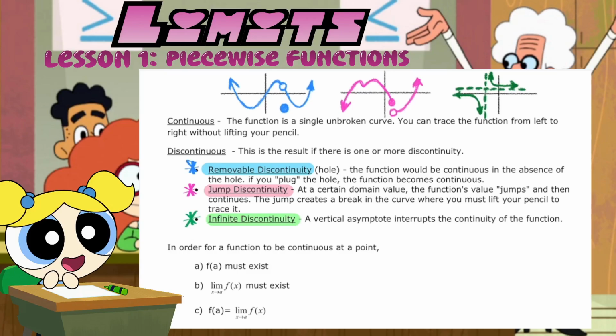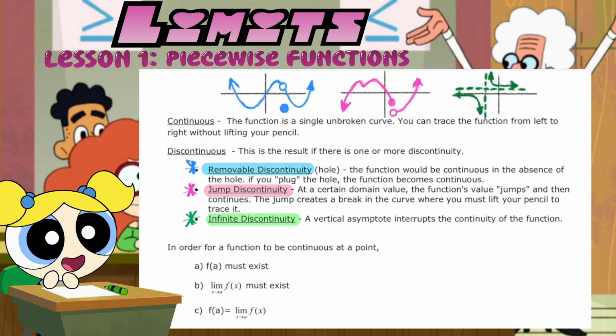First thing: when a function is continuous, it's a single unbroken curve, and you can trace the function from left to right without lifting your pencil. So whenever you have a picture, of course, it's obvious, you could tell. Like I said, I promise in the future, if you take calc, you'll not always have a picture, you'll have information. Discontinuous is the result if there is one or more discontinuity.